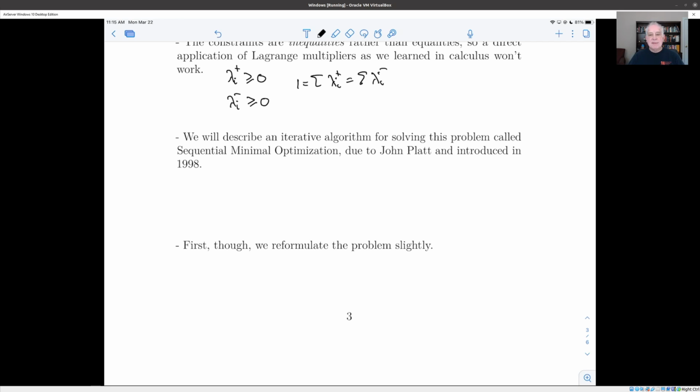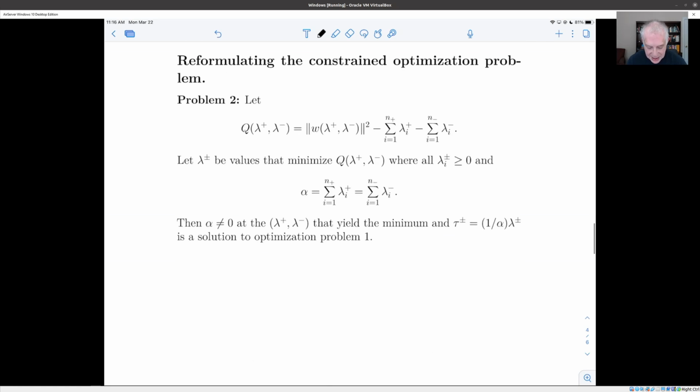But before we can get into it, we need to change our optimization problem a little bit so that it's more convenient to work with. So what does that mean? Well, I want to remember what W of lambda plus, lambda minus is. W of lambda plus, lambda minus is the difference of a point in the convex hull of the positive points and a point in the convex hull of the negative points, as the lambdas vary over the allowed combinations of coordinates that are positive and sum to 1.